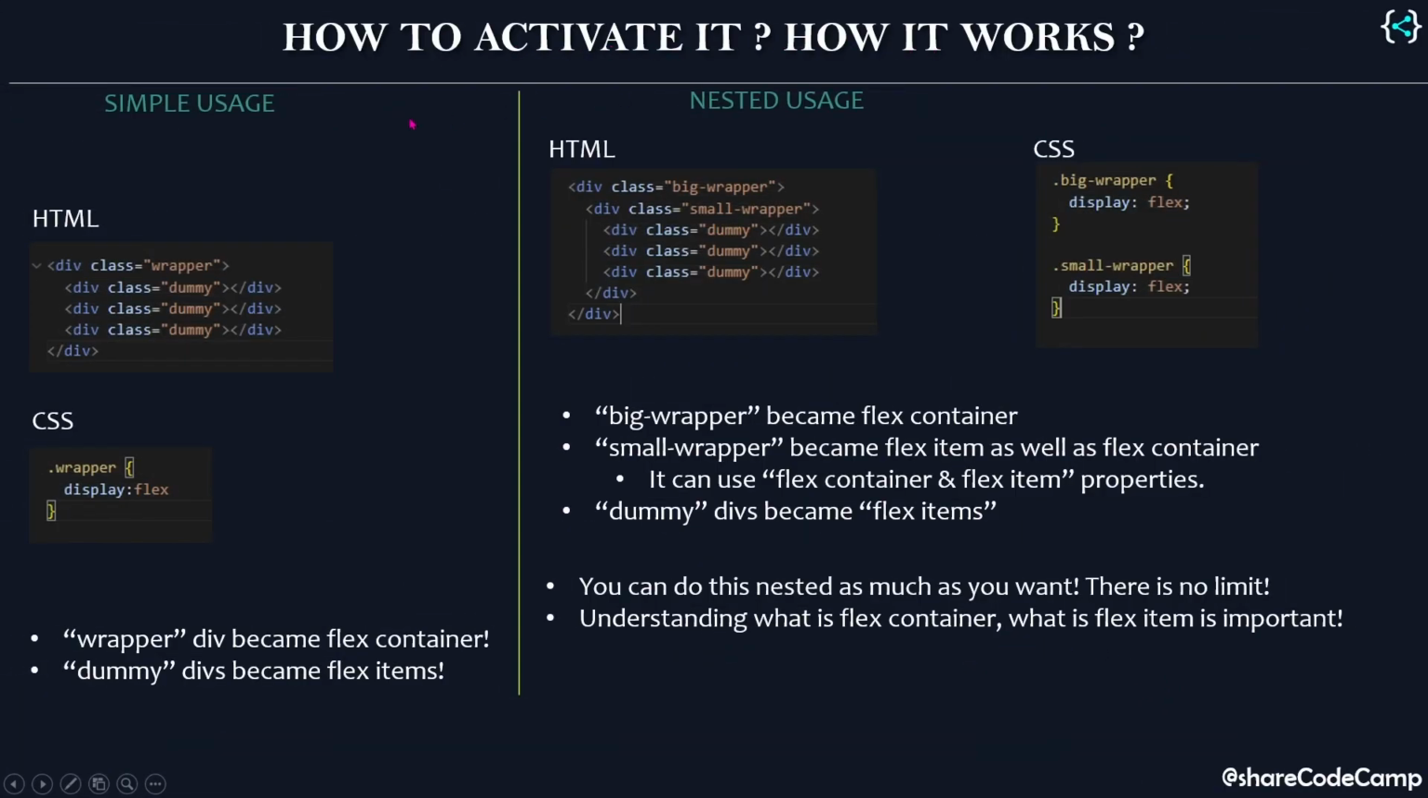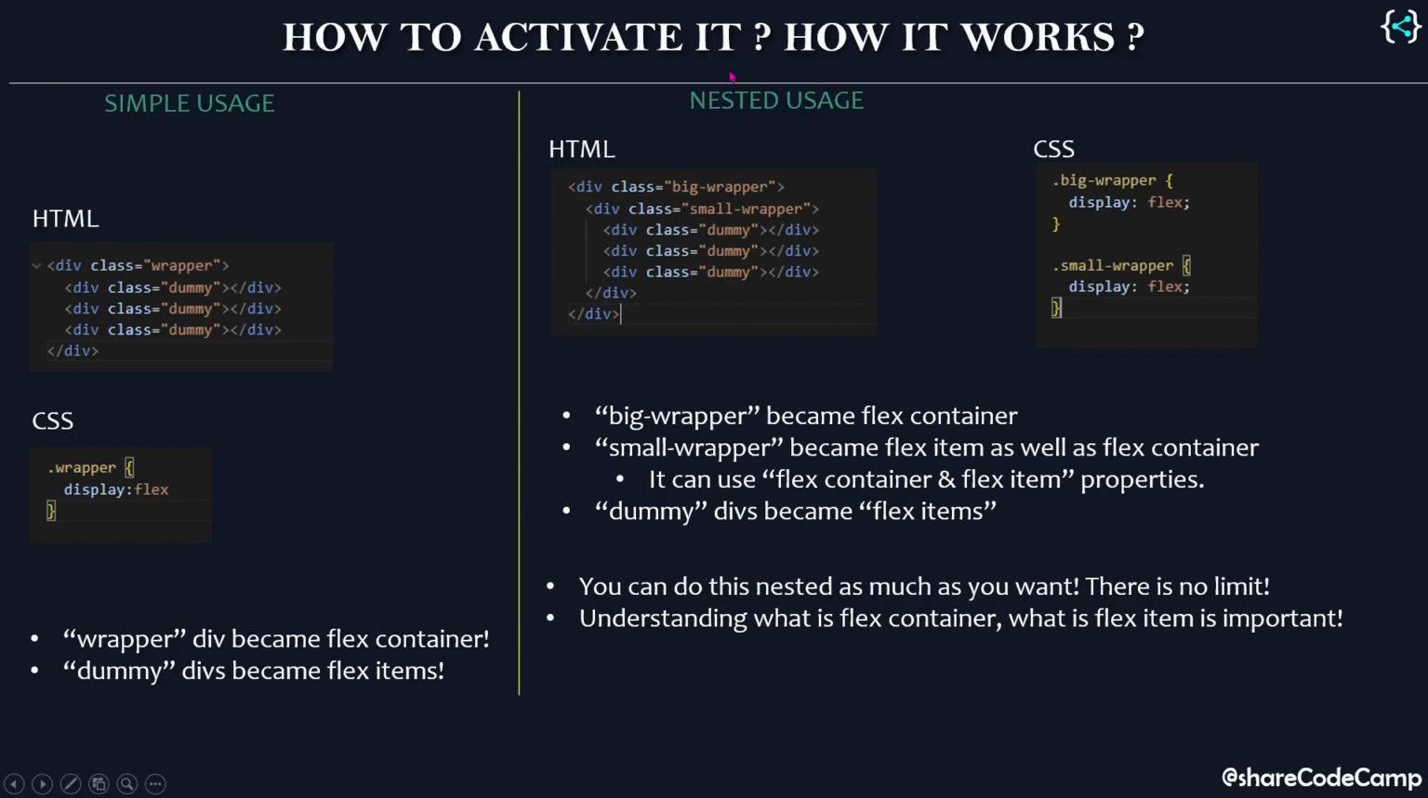So how do we activate it? Well, imagine there is a simple HTML like this. If you do display flex on this div with class wrapper, each of these is going to be a flex item and this one is going to be the flex container. So basically this one is the flex container, these three are flex items. I just explained it in here.